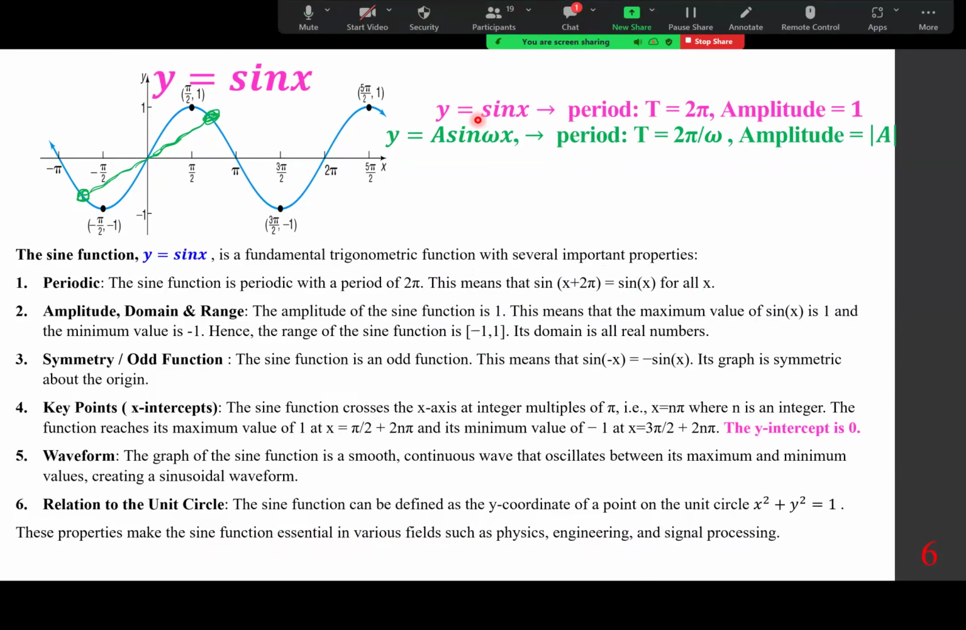So, y equals sine x, period T equals 2 pi, amplitude is 1. y equals a sine omega x, period is 2 pi divided by the coefficient of x, this is omega, and amplitude is the absolute value of a. So that's the synopsis of the information about the sine function, everybody. And of course, domain, all real numbers from negative to positive infinity.